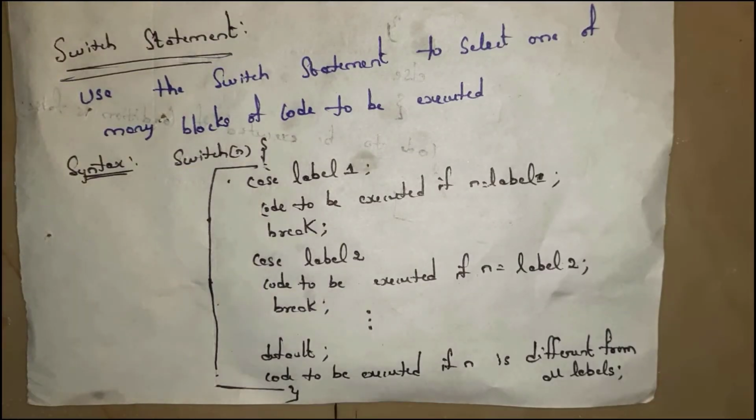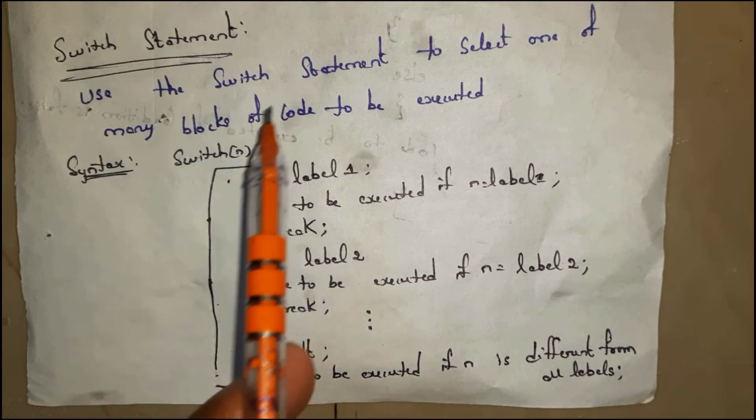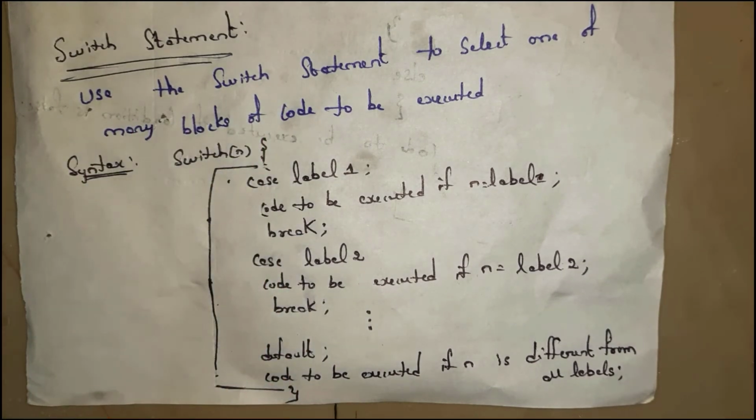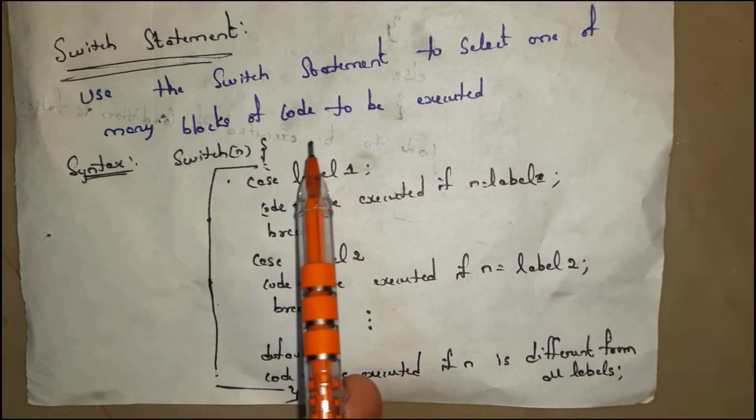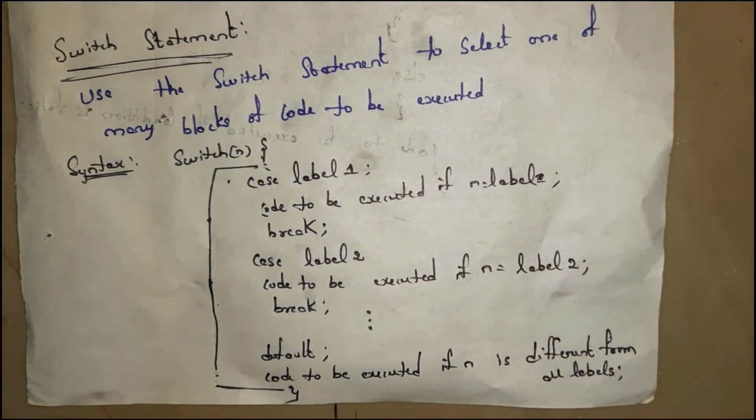And last one is switch statement. See, this switch statement is used to select one of many blocks of code to be executed. See, that means in a group of blocks, only one block is going to get executed based on the condition.